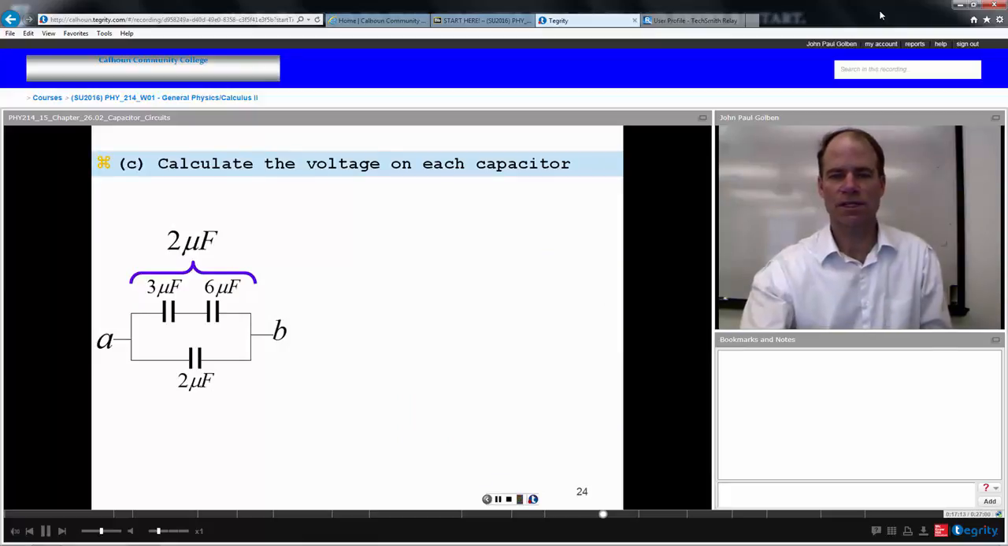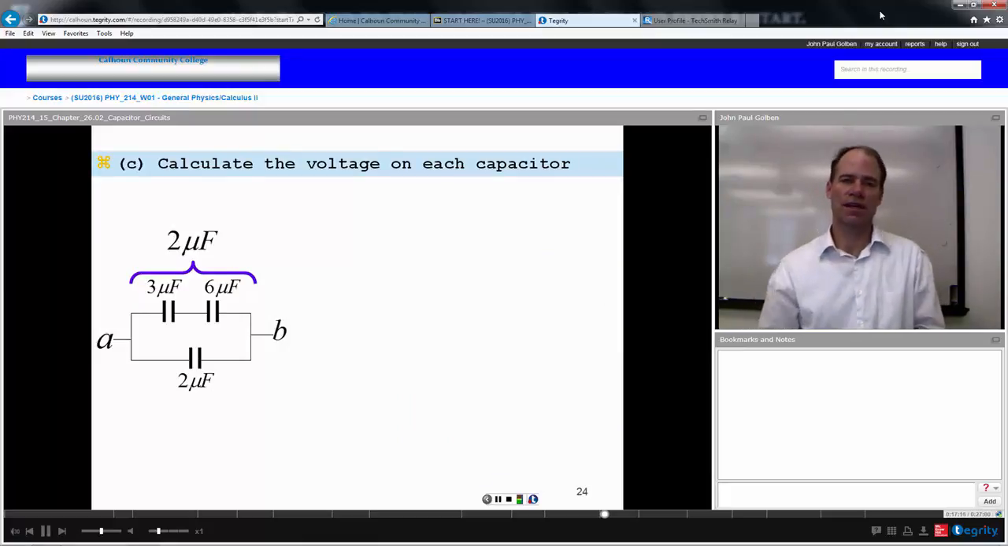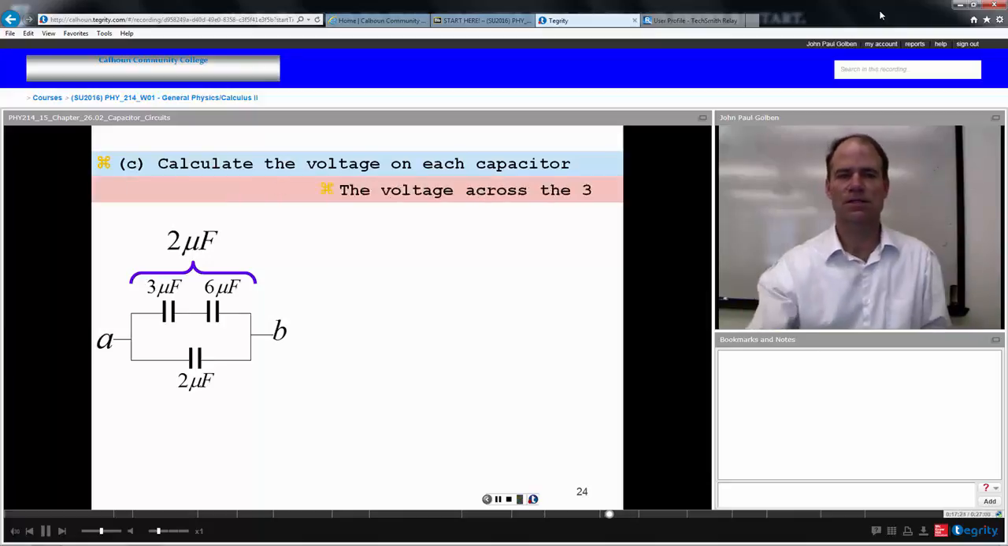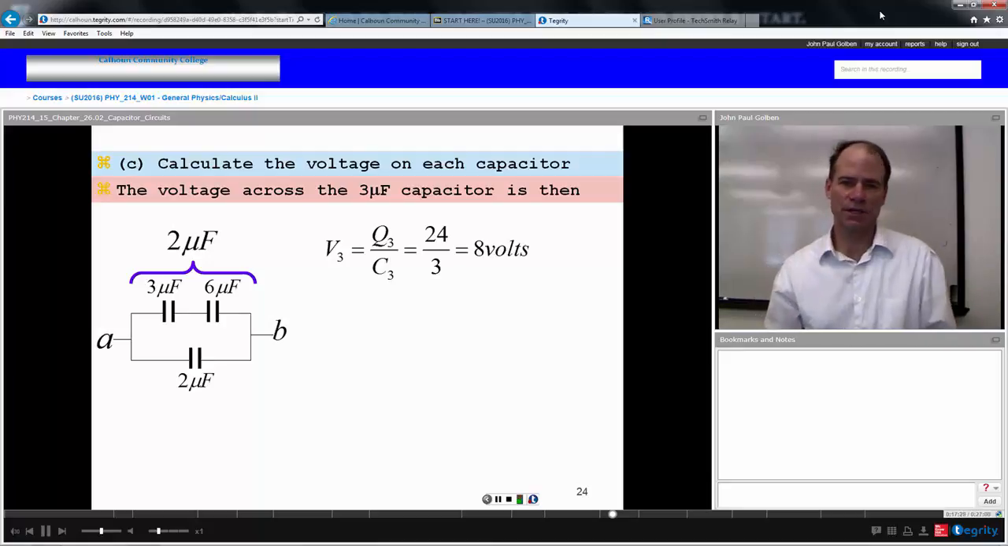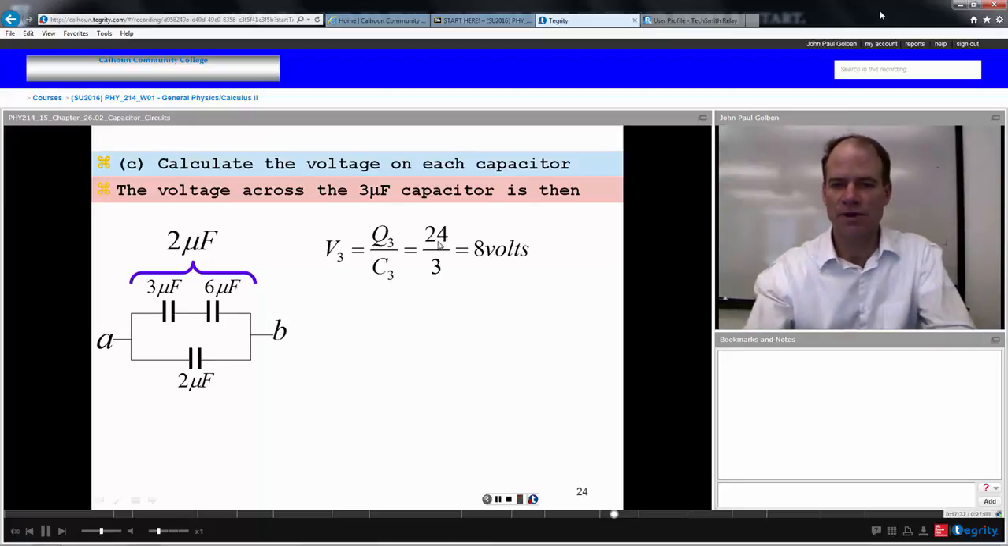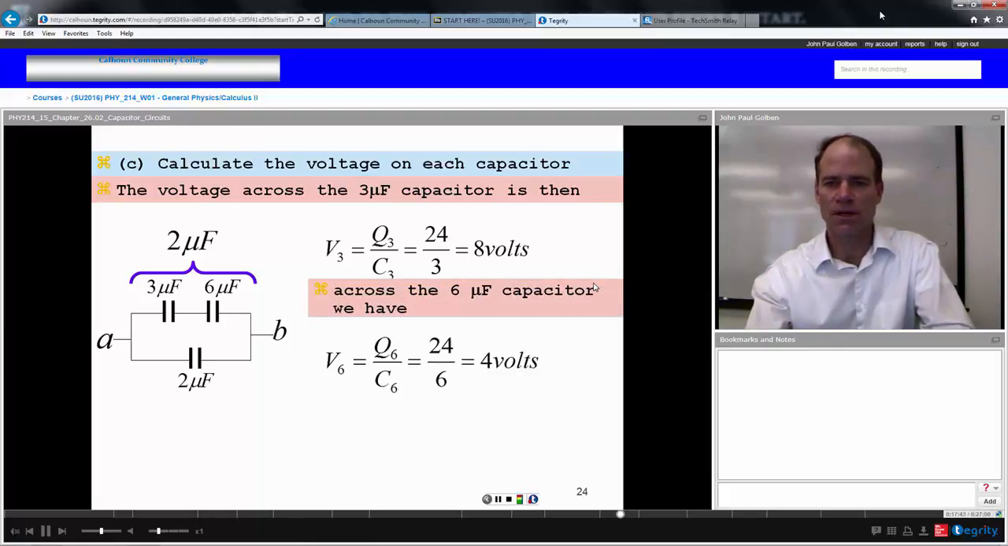Calculate the voltage on each capacitor. Well, the fortunate thing, since Q equals CV, if you know the charge on one capacitor, then you can calculate its voltage by that simple relationship. So, since Q equals CV, V will equal Q divided by C. So on the 3 microfarad capacitor, there'll be 24 microcoulombs over 3 microfarads. The micros cancel out, and you'll have 8 volts. For the 6 microfarad capacitor, it'll be 24 microcoulombs over 6 microfarads. Micros cancel out again, 4 volts.